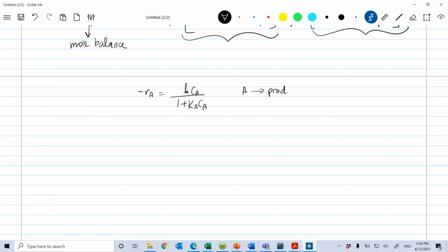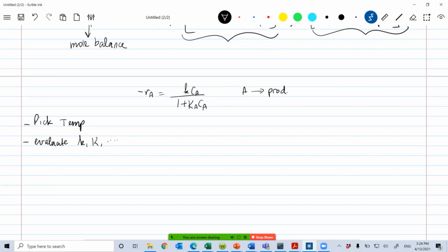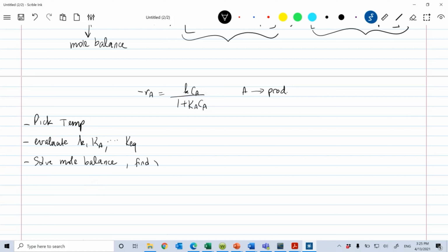And there's heat effects. So the way you solve this is you pick a temperature, you evaluate K and other constants. Another constant would be the equilibrium constant, or this one is Ka. So you can evaluate all these constants at the temperature you picked. You can solve the design equation, you can solve the mole balance also, and then find XA with the mole balance.